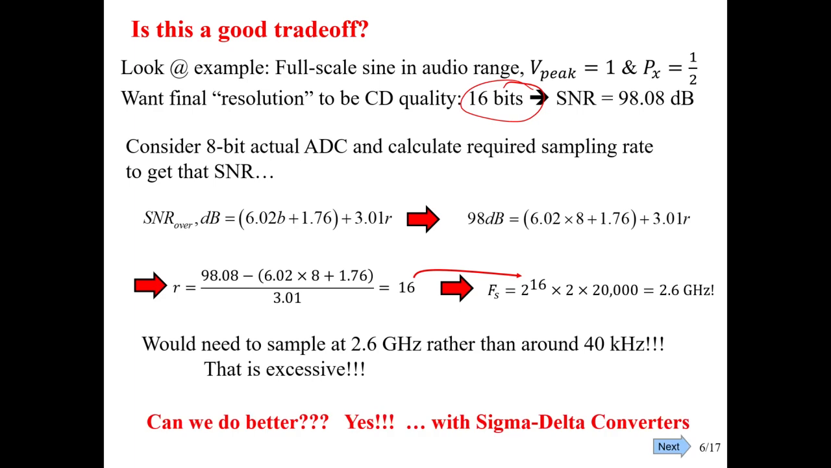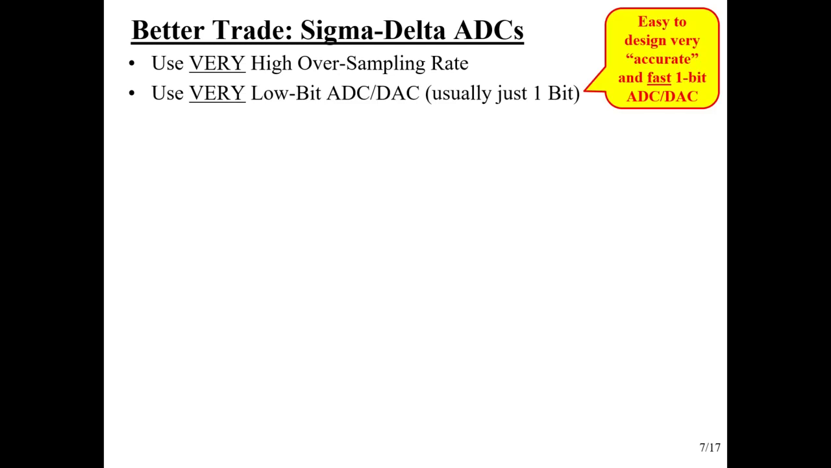So that's excessive. So can we do better? Yes, we can do better, and that's where these things called sigma delta A to D converters come into play. So here's the idea behind these things. We are going to use a very high oversampling rate. Now, I thought I just said that that wasn't such a good idea. Well, hold on, we'll see why. Here's the catch. We're going to use a very low bit A to D converter, and we're also going to need a DAC as well. But we're going to just make that a 1-bit A to D converter and a 1-bit DAC.